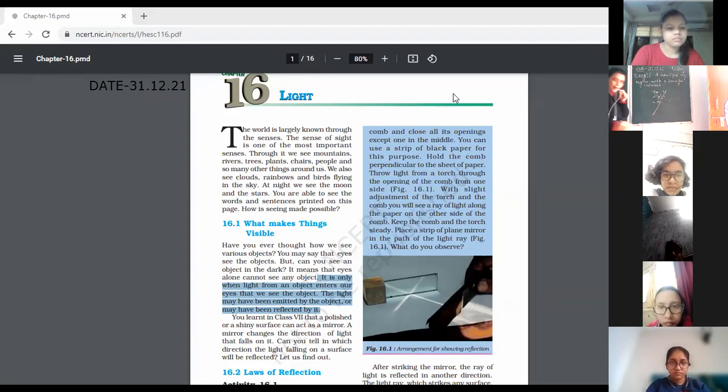Suppose this is one ray of light, and it is falling on the mirror. I think you have already read about the light which is falling on the mirror. It's known as which ray? Which ray is it?